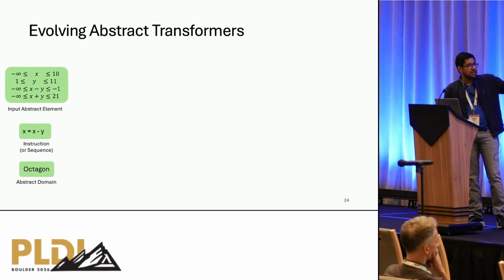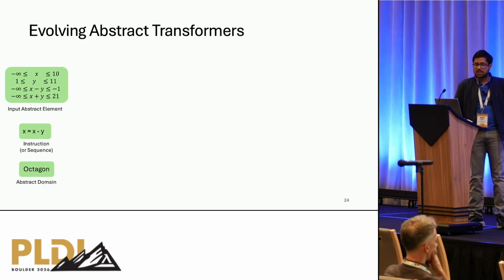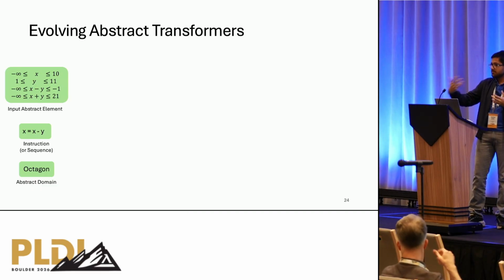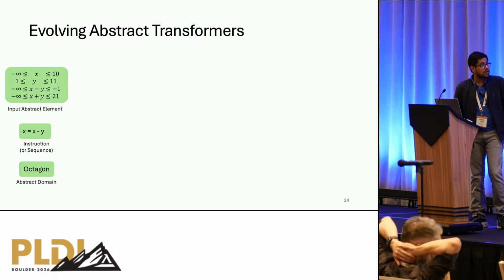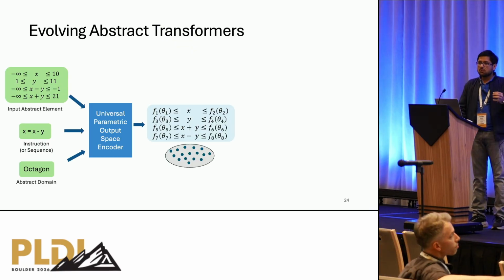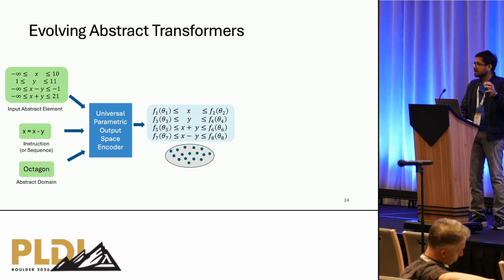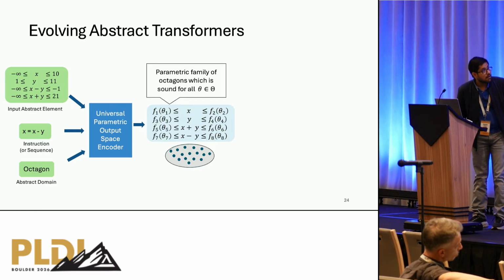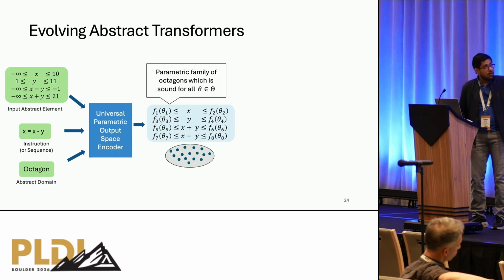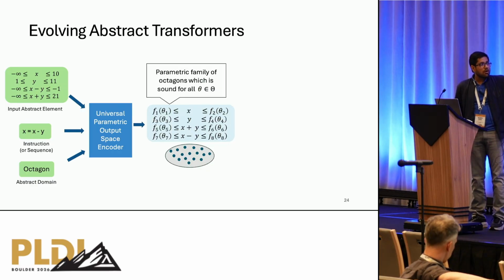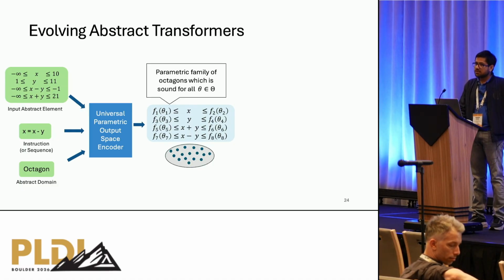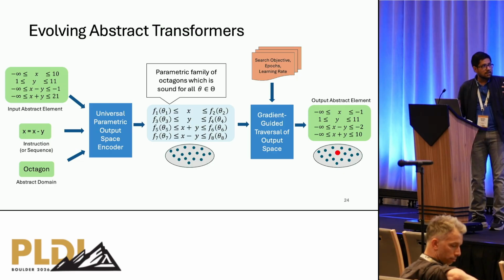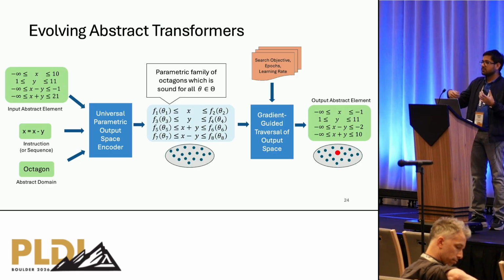So overall, how does it work? Along with the element, it takes the instruction and the abstract domain for which to compute the abstract output. The first step is not to compute a single output, but instead to compute a space of outputs. And this space of outputs has the property that, for instance, in this octagon family, all octagons which you can instantiate in this family are sound. And once you have that, you can use traversal techniques like gradient guided traversal to instantiate these.